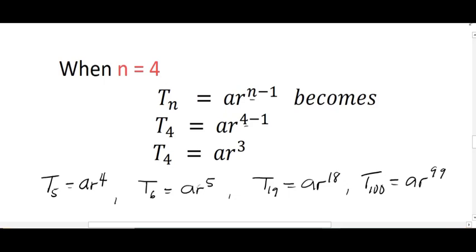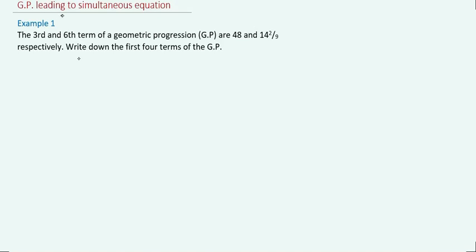Okay, this one will lead us to GP leading to simultaneous equation. Let's look at GP leading to simultaneous equation. Example 1. The third and sixth terms of a GP are 48 and 14 and 2/9 respectively. Write out the first 4 terms of the GP. Now if you want to do this one, we have the solution.